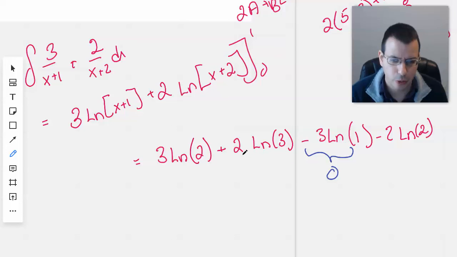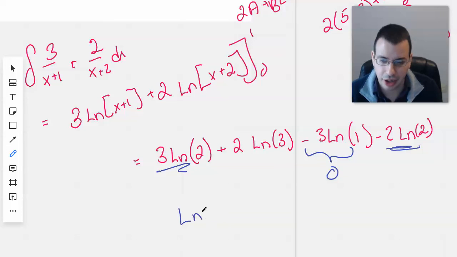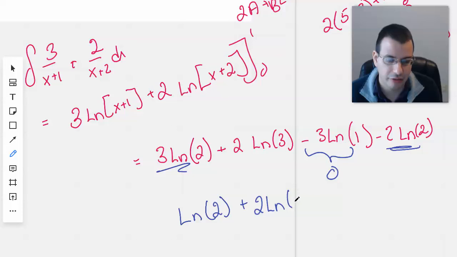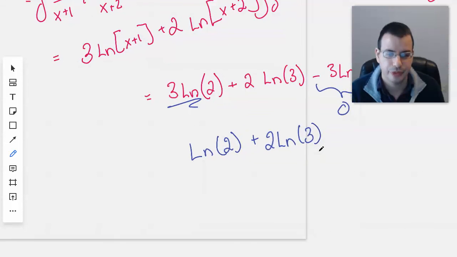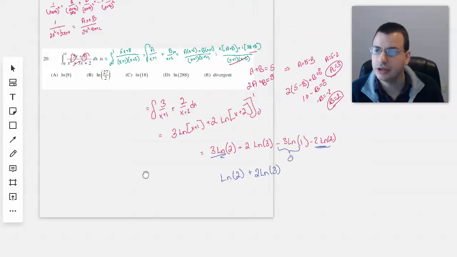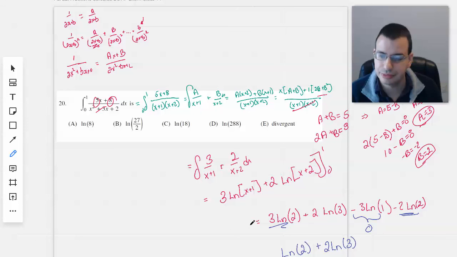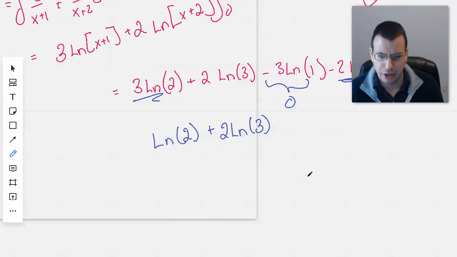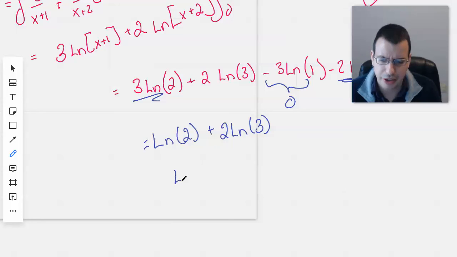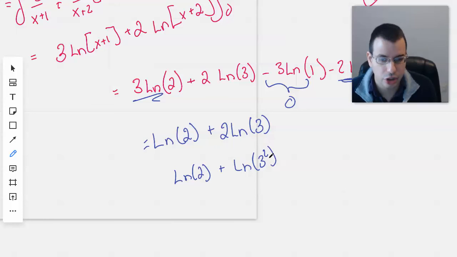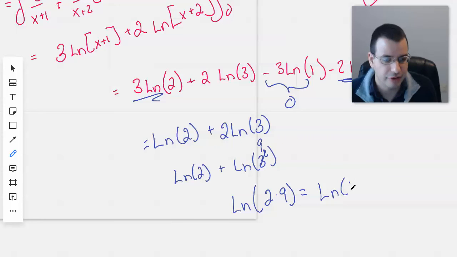So then we have, let's see here. Focus. 2 natural log of 2, 3 natural log of 2. So we have natural log of 2 plus 2 natural log of 3, which is, let's see what our answers are. Let's do some more mathematical magic. Natural log of 2, that's about as simple as that gets. But we can have natural log of 3 squared, which is 9. And then we can combine these as natural log of 2 times 9, which is natural log of 18.